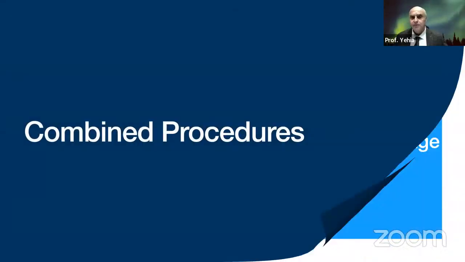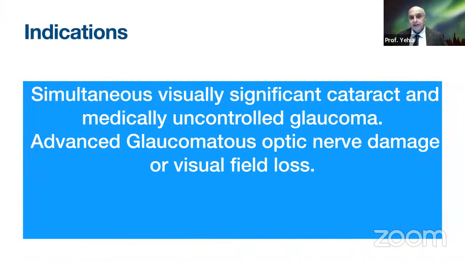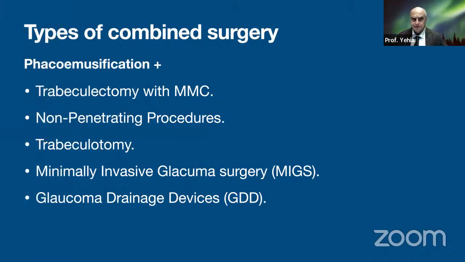When to use combined procedures? If we have simultaneously a visually significant cataract and medically uncontrolled glaucoma, like a patient with multiple surgeries, multiple drugs, and it's not controlled, or even if controlled, it's a good opportunity to do both surgeries. And patients with advanced glaucomatous optic nerve damage or severe visual field loss.